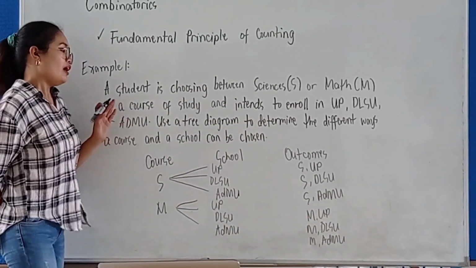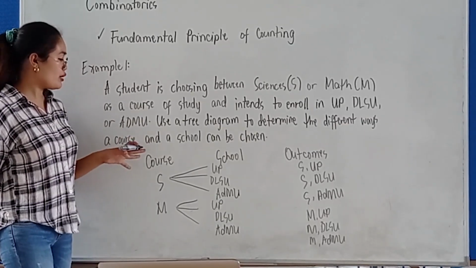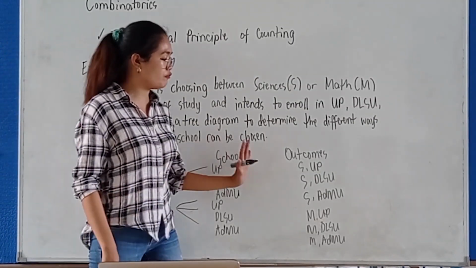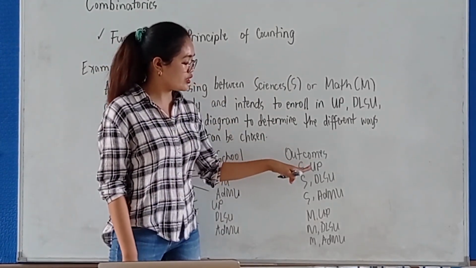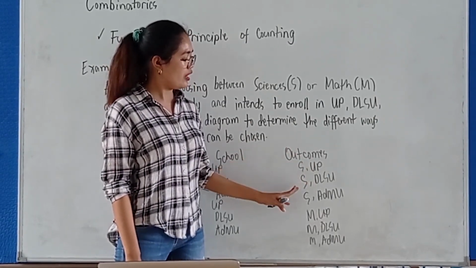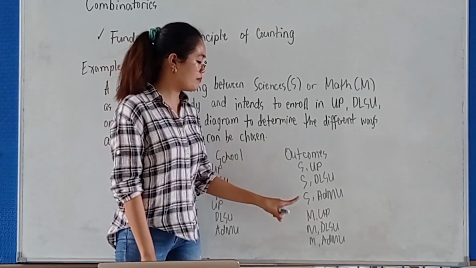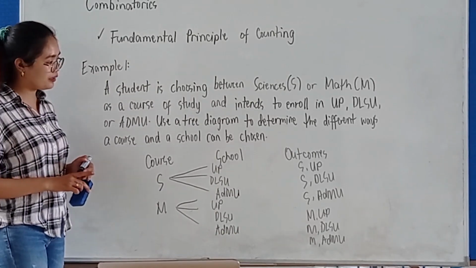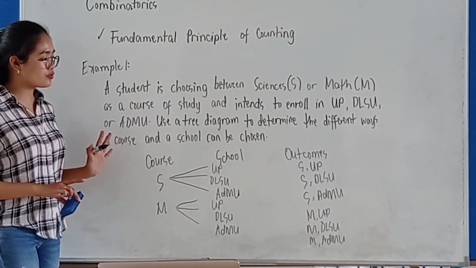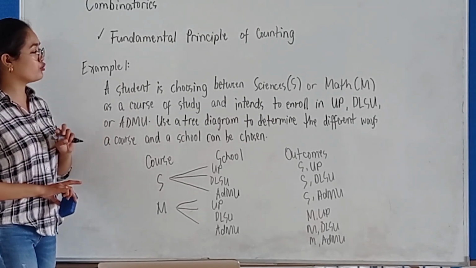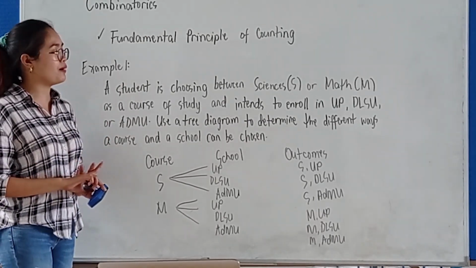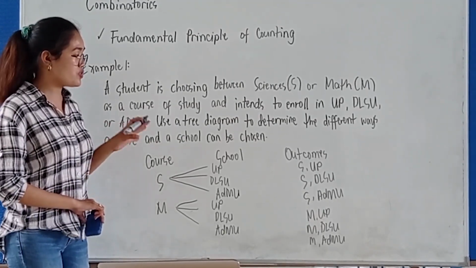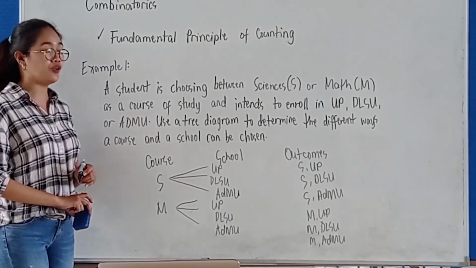Our tree diagram shows us the different ways a course and a school can be chosen. Our outcomes are the following. We have sciences in UP, sciences in DLSU, and sciences in ADMU. Then we have mathematics in UP, mathematics in DLSU, and mathematics in ADMU. This tree diagram shows that with two options for course of study and three options for school to enroll in, there are a total of 6 combinations a course and a school can be chosen.